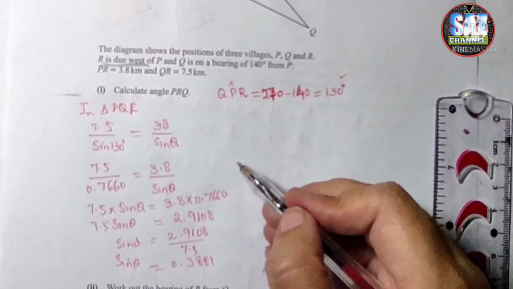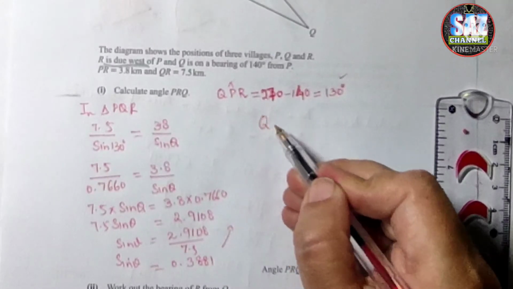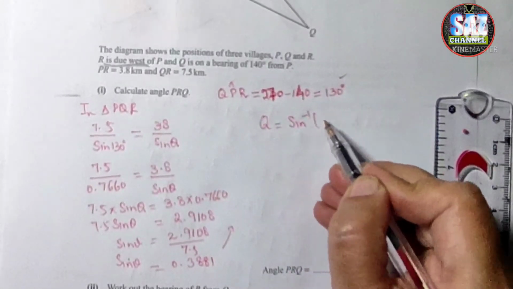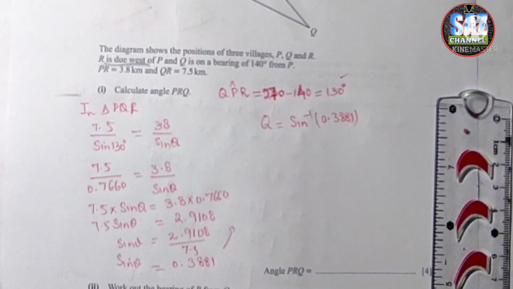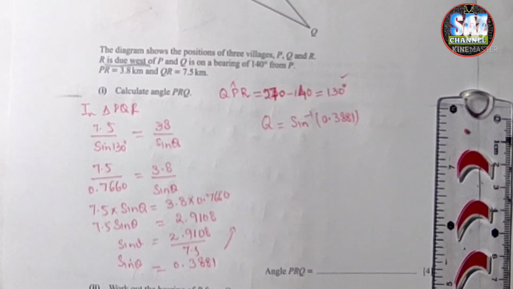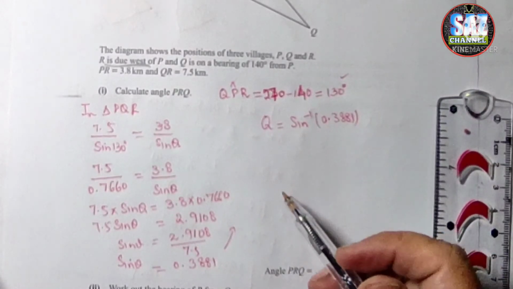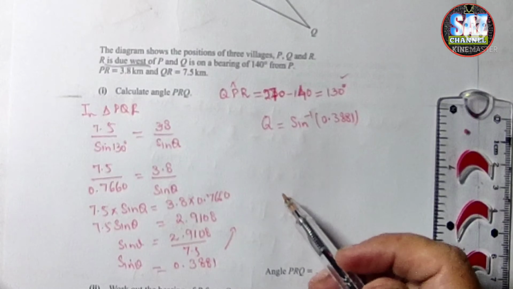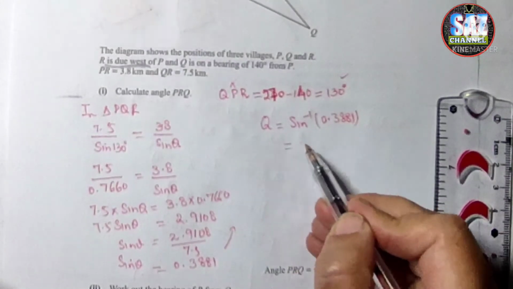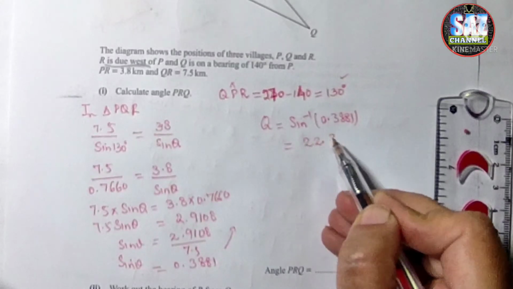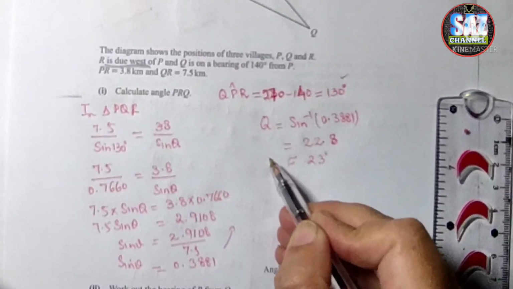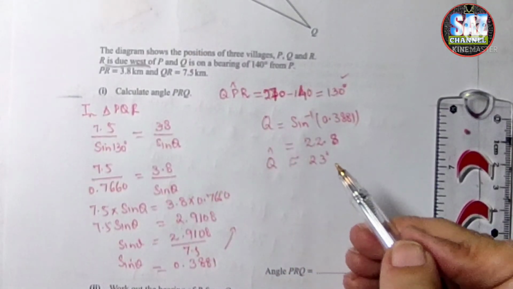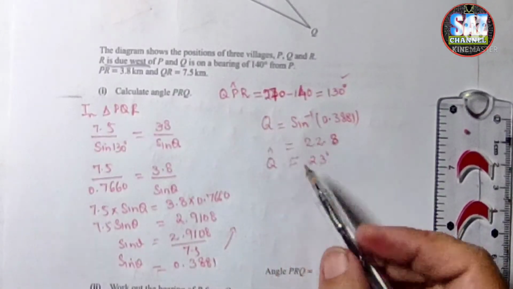0.3881, and as we need to find the value, angle Q will be equal to sine inverse of 0.3881. When I take the inverse sine of this number, sine inverse of 0.3881, and close the bracket, this gives me 22.8. Q equals 22.8, and that can be approximately taken as 23 degrees, angle Q. But that is not the requirement of the question. The requirement of the question is angle R.